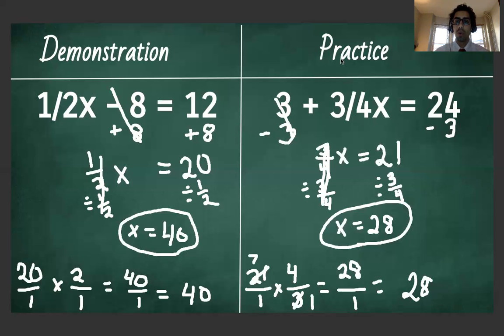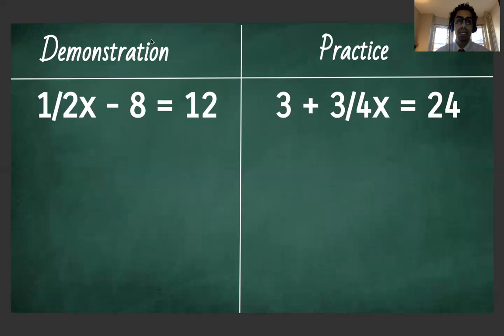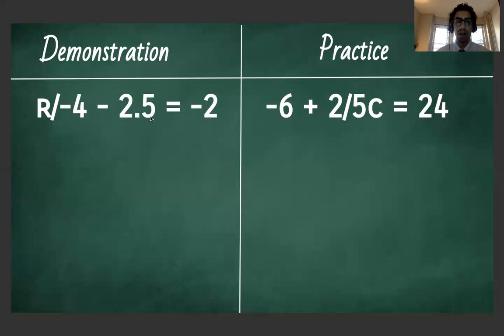Okay, so we're going to go ahead and do another example, just to make sure we're all on the same page, that's set up pretty similarly. So just like we did before, I'm going to walk us through the left-hand side, and the right-hand side is going to be for practice. So the equation I have is r divided by -4 minus 2.5 equals -2.